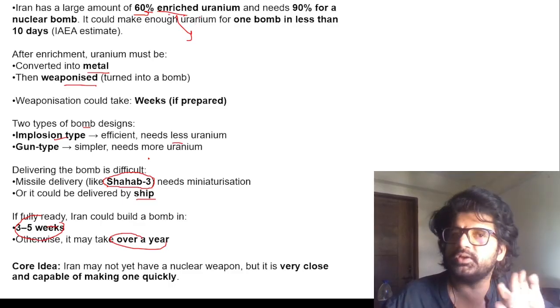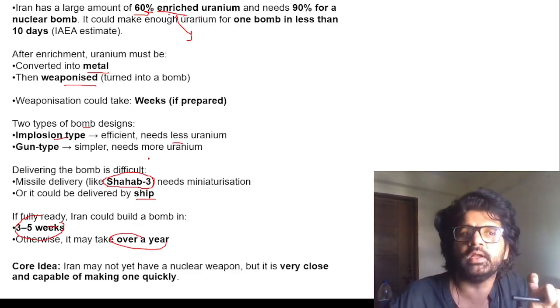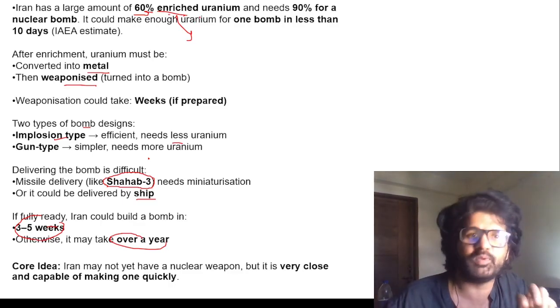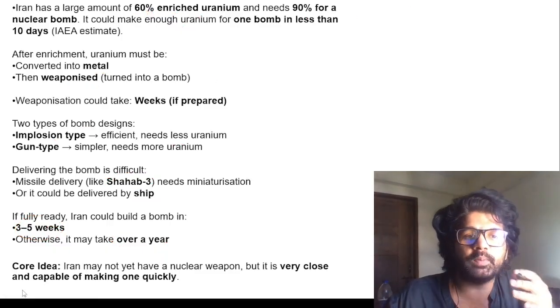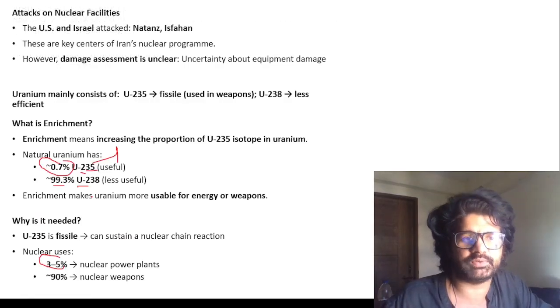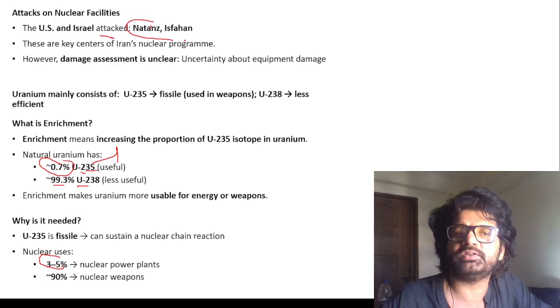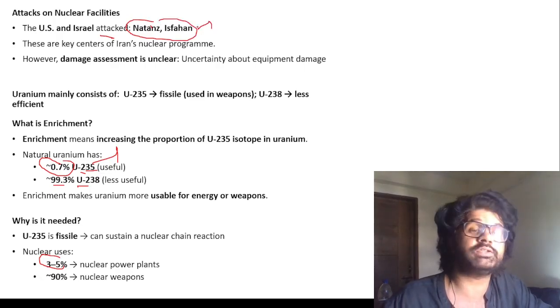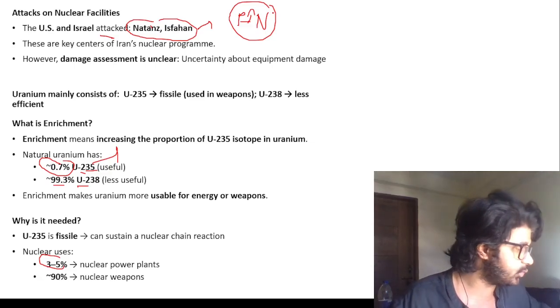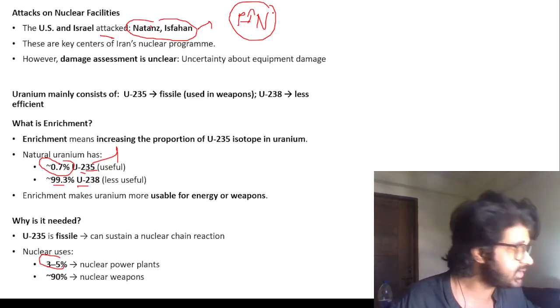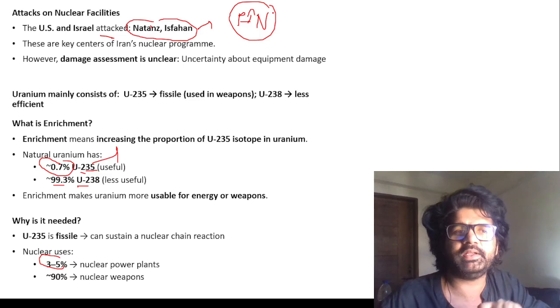Whatever it is, 60% enrichment confirms one thing, that Iran is not doing this enrichment just for civilian purposes. They want to reach 90%. And hope you understood the basic rationale of these terms, enrichment and all. What does it mean? US and Israel have attacked Natanz and Isfahan. So again, remember these things because of pin places in the news. They do ask you these things. Where is Natanz? Where is Isfahan? Guys, grow up.